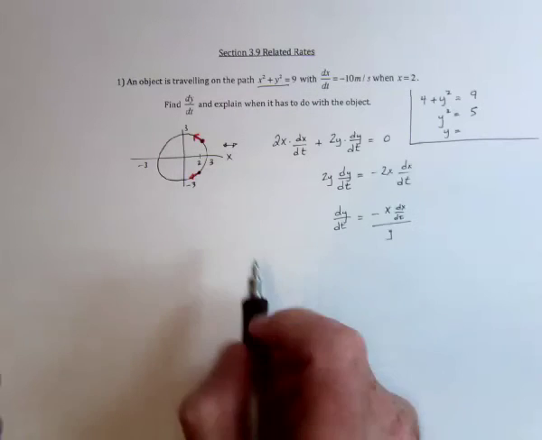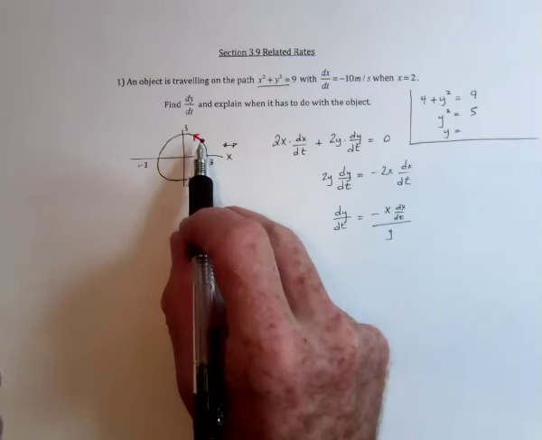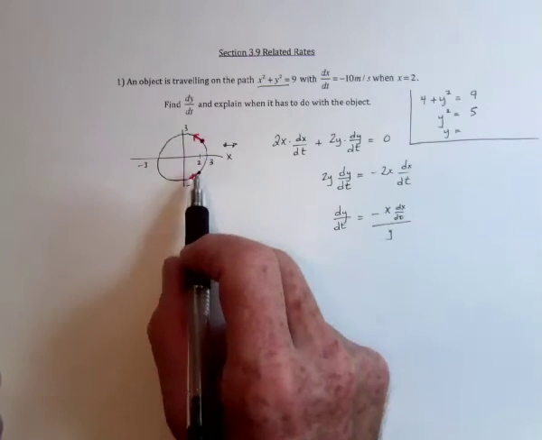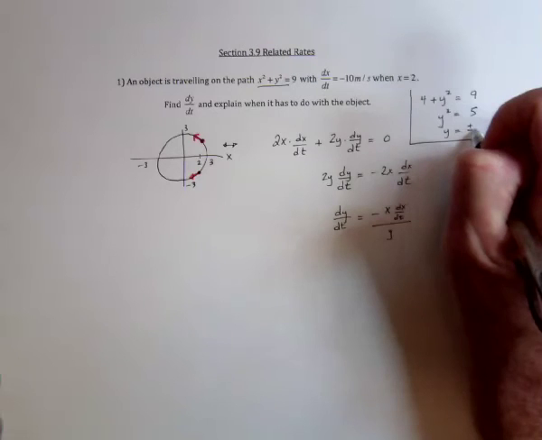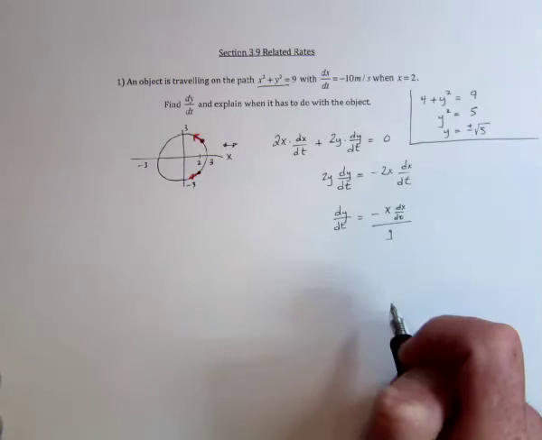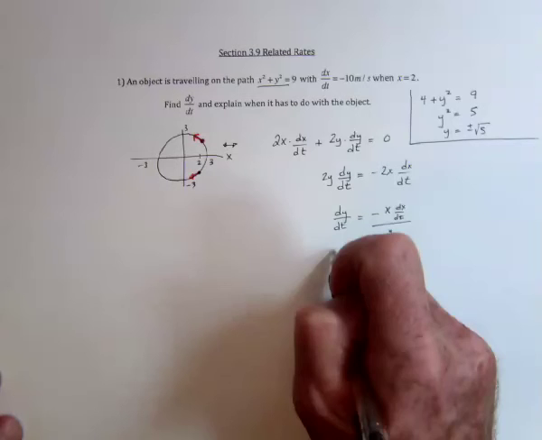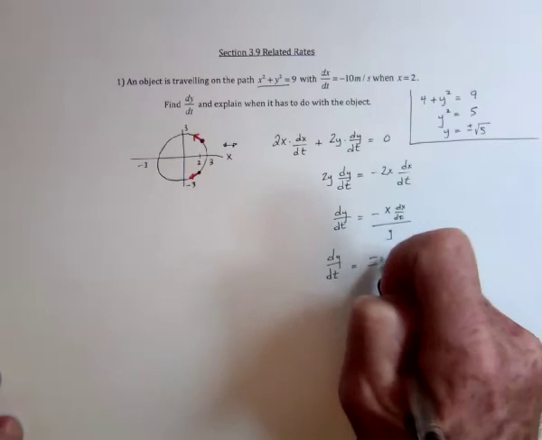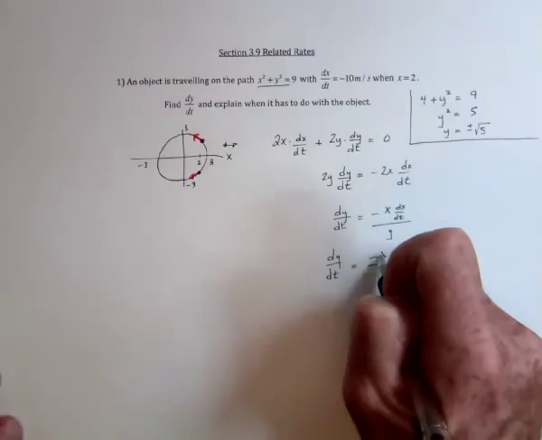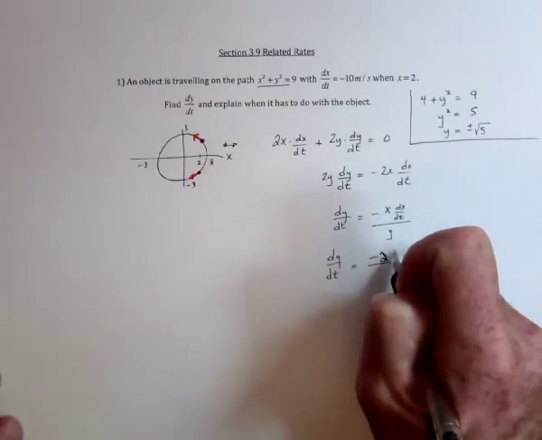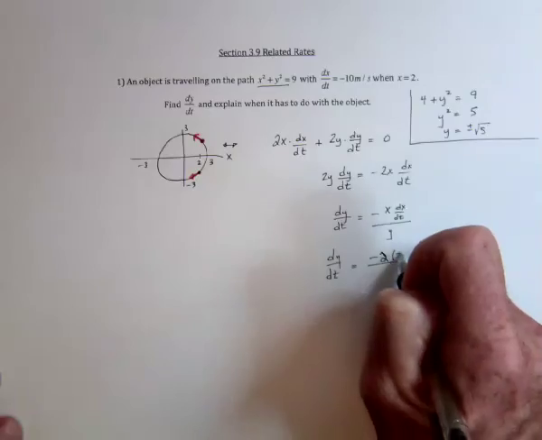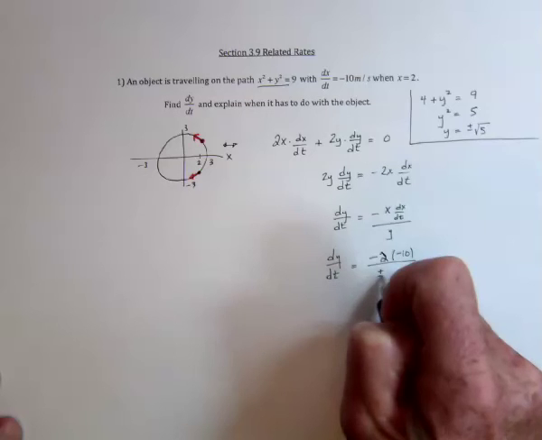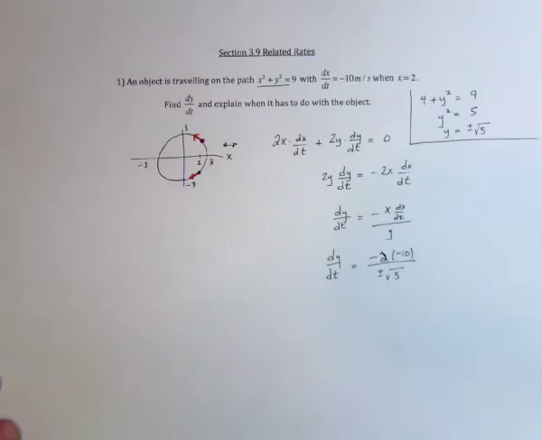And then here's where the two possibilities come in. It could be up here at the positive square root of 5 for y, or down here. So plus or minus the square root of 5. So dy/dt has two possibilities. Negative x is a 2. dx/dt is a negative 10. And then depending on where it is, it's either positive or negative the square root of 5.